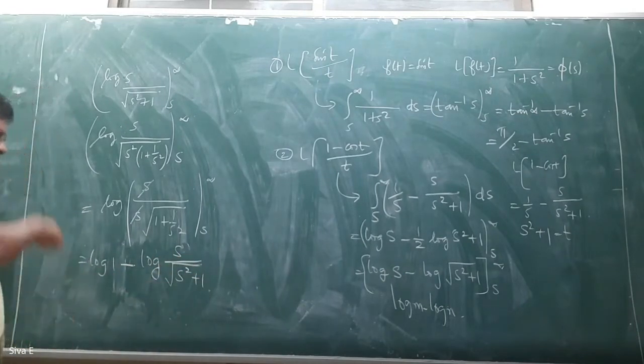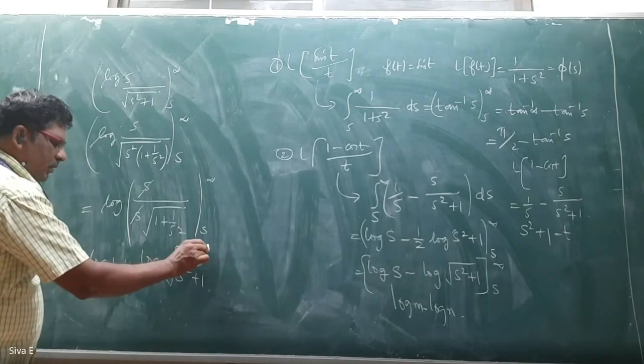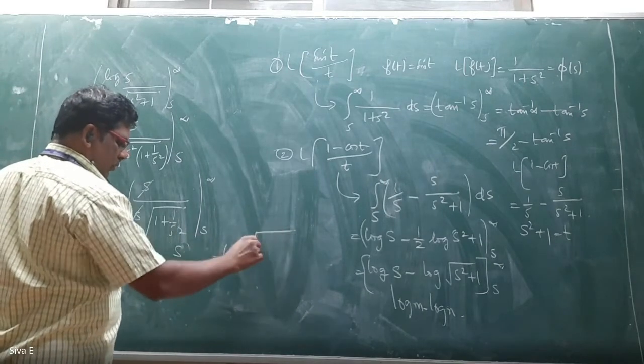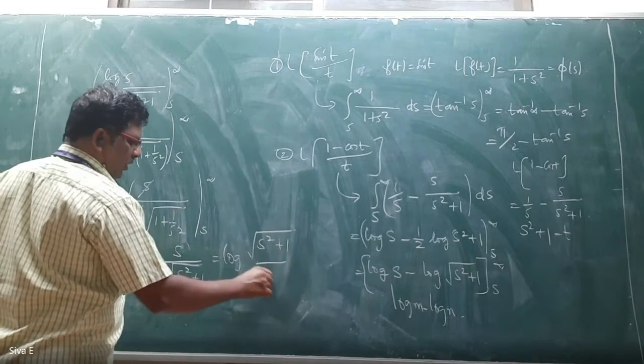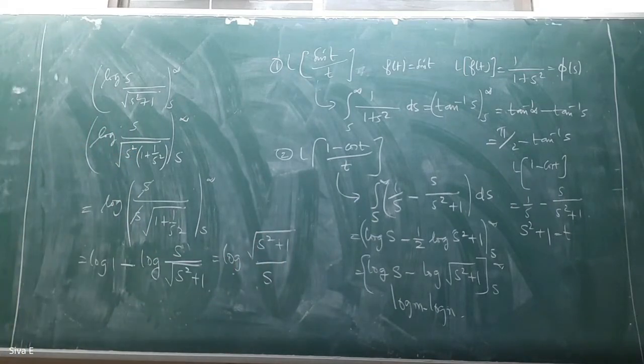So what is log 1 here? What is the value of log 1? Why this much time? 0, sir. Log 1 is 0. Minus is there, so take it power minus 1 here. You will get that equal to log of square root of s square plus 1 by s. This is the answer for the second problem.